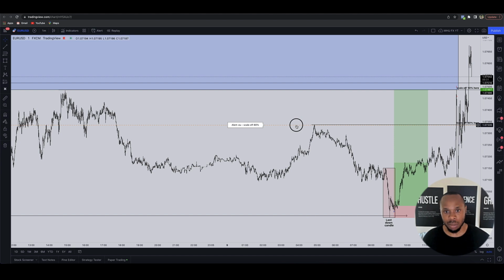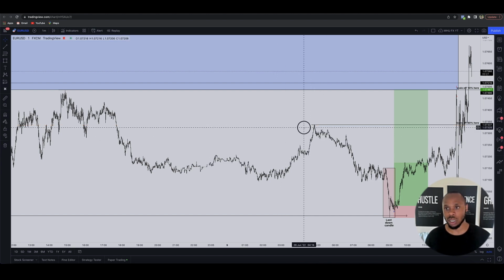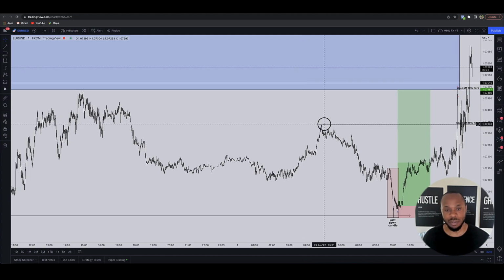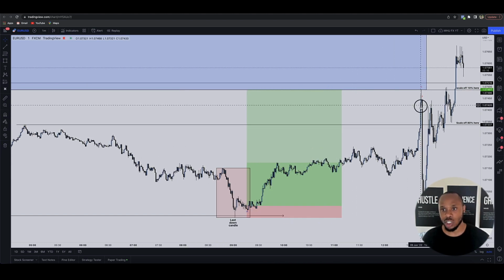So this is why I have the alarm. I'm going to go ahead and delete this now. Remove that alarm, because I don't need that no more, because you saw it kick off when I was in the gym. This is where I was going to scale off 80%, and then this was where I was going to scale off a further 10%. By the time I got the alarm here, price was already shooting up here.